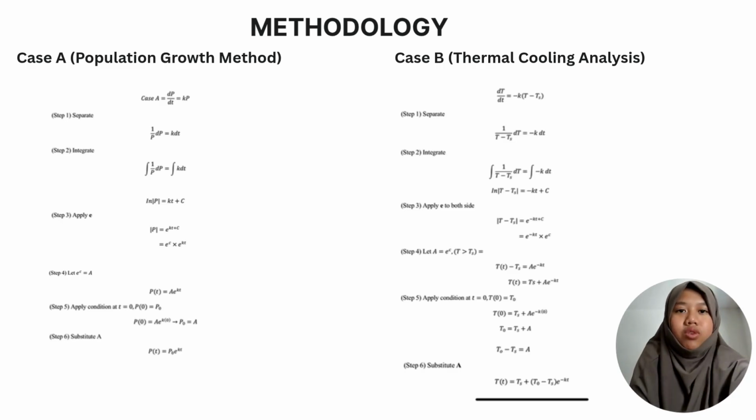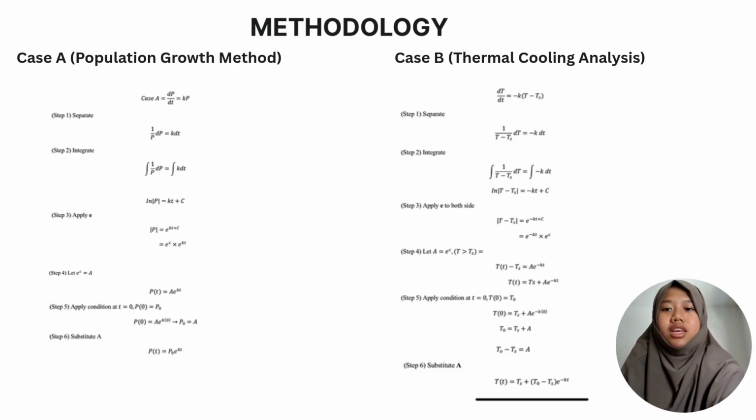Step 1, we separate the variable to get 1 over T minus Ts dT equals negative k dt. Step 2, integrate both sides to get natural log. Step 3, apply e to both sides to clear the log. Step 4, just like before, we let constant e to the power of c equal A. And apply initial condition at t equals 0 for step 5. And for step 6, we substitute A back in to get to our final temperature model. And that's all for the methodology.